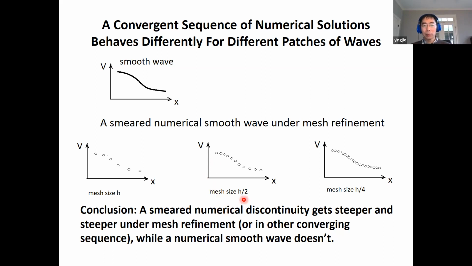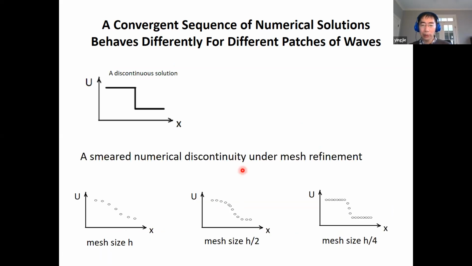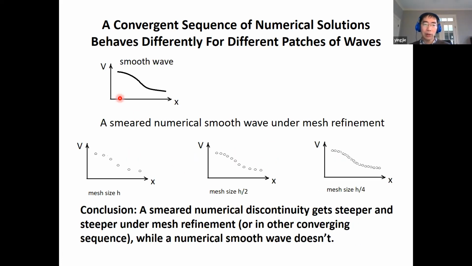So the conclusion is, as you refine the mesh, or in other words, in a convergent sequence of numerical schemes, there is a big difference between a discontinuity and a smooth wave. To approximate a discontinuity, the numerical solution in the convergent sequence is going to get steeper and steeper. On the other hand, in approximating a smooth wave, a convergent sequence of numerical solutions does not behave like this. It will essentially keep its form. It doesn't get steeper and steeper.